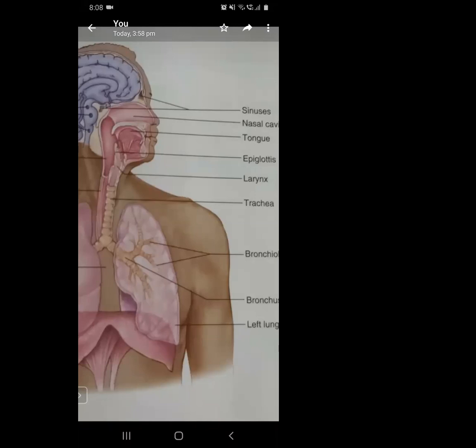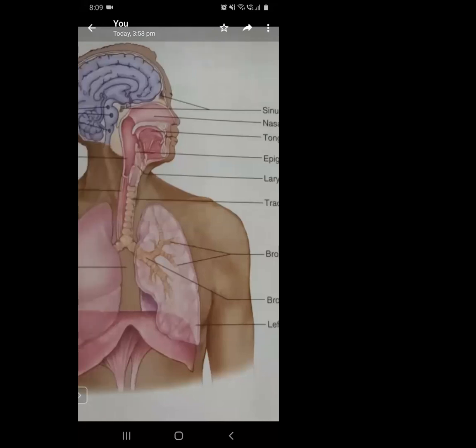Now, the epiglottis is a tissue flap which shuts the trachea while swallowing. I'll just show you the swallowing reflex as well. So it protects the trachea from the food entering into it while we are swallowing. If we did not have this epiglottis, the food might enter the trachea instead of the esophagus, and that would cause choking because the air passages would be blocked and we would not be able to breathe.